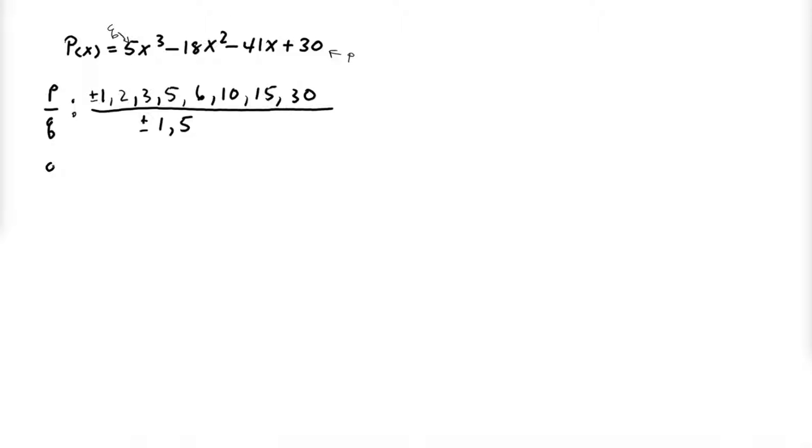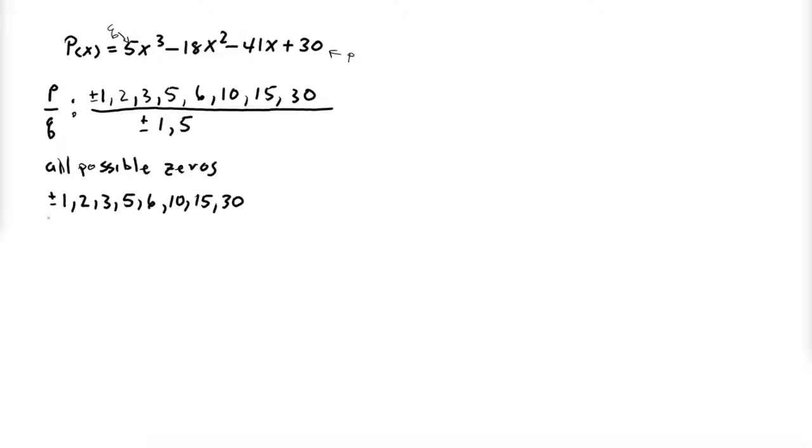Alright, so all possible zeros you're going to get just by making the ratios. So 1 over 1, we'll do everything over 1 first. So 1 over 1, 2 over 1, 3 over 1, 5 over 1, 6 over 1, 10 over 1, 15 over 1, and 30 over 1, plus and minus.